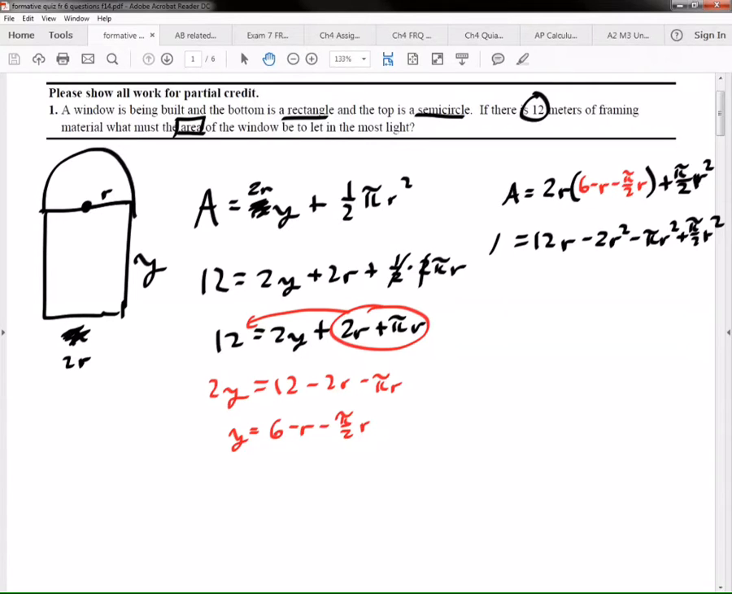Now, usually what you try to do next is combine like terms, which we actually have some. This is like this, this is like this. Those are all like terms. But I'm going to leave them the way they are right now and just take the derivative of it the way it stands. Let's see. So I'm going to take the derivative. We get 12 minus 4r minus 2 pi r plus pi r.